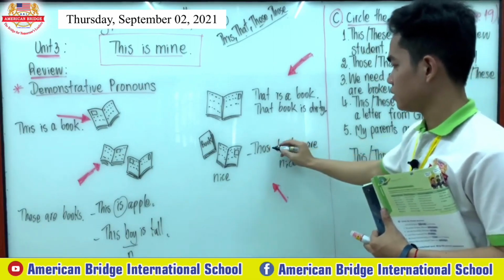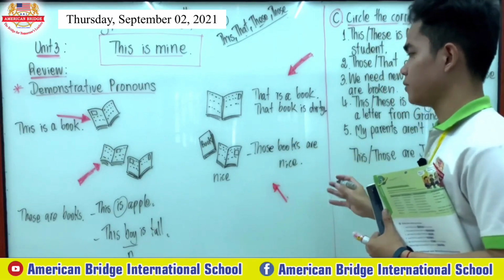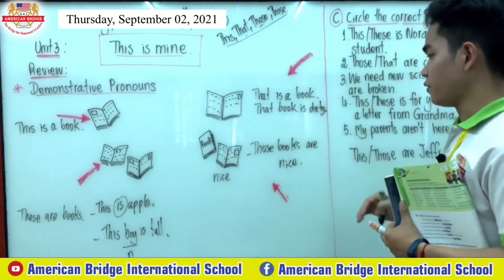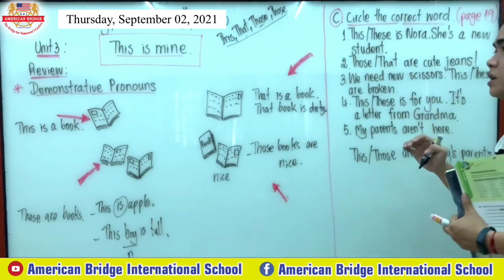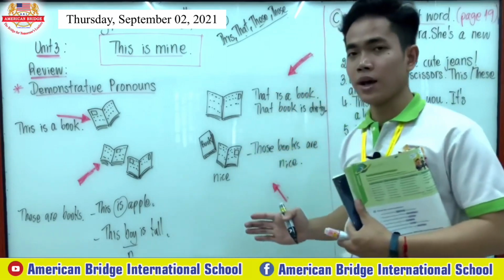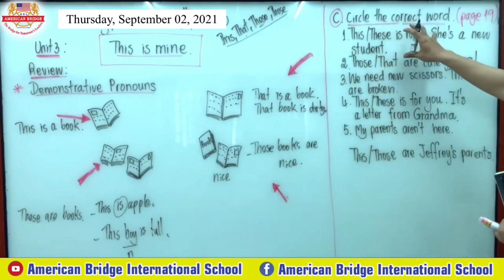You can see it clearly, right? So those books are nice because we have two books and the row is pointing at the books and it is far from the books as well. Okay, so this is what we have done in our review section regarding what demonstrative pronouns are and what demonstrative adjectives are. Part C, circle the correct word.